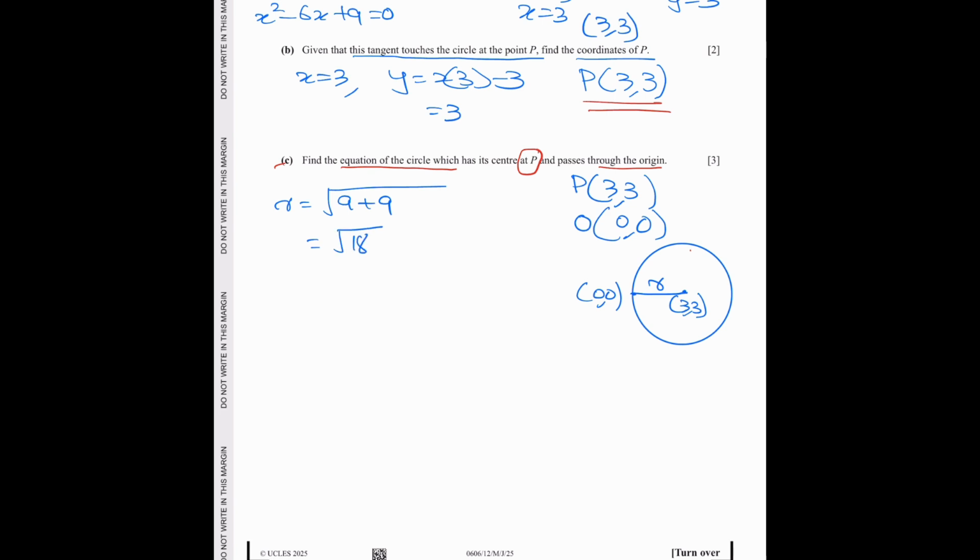Now the equation of the circle is x minus 3 whole square plus y minus 3 whole square equal to r square, which is 18. So this is your answer for part C.